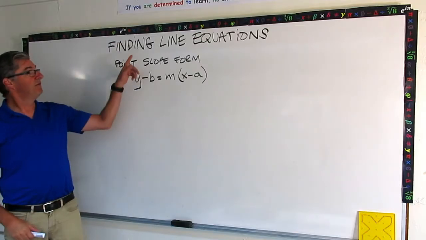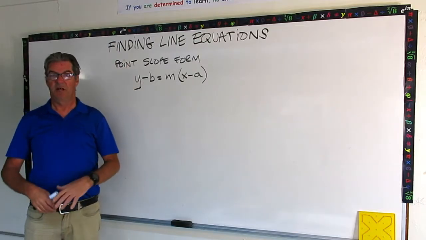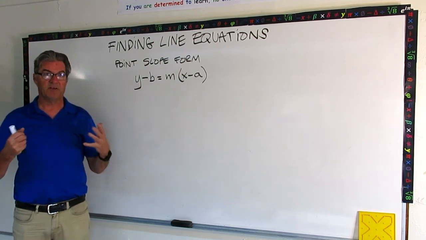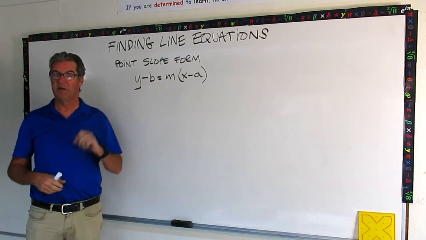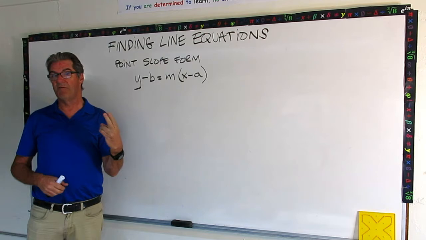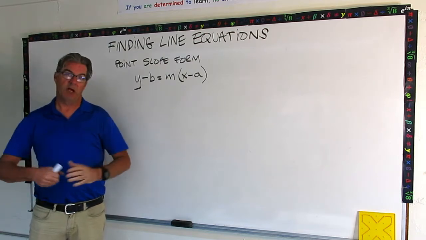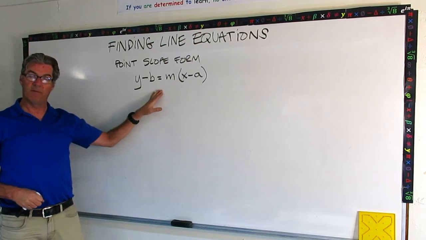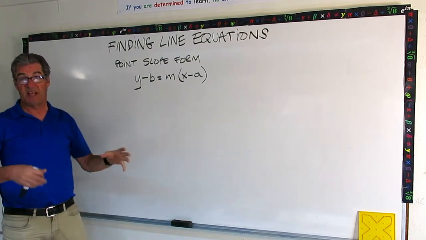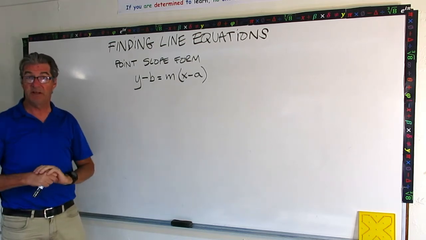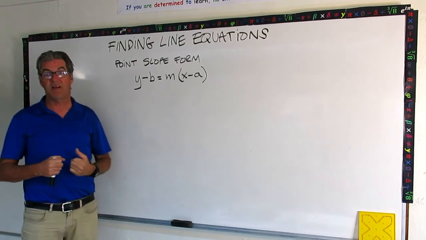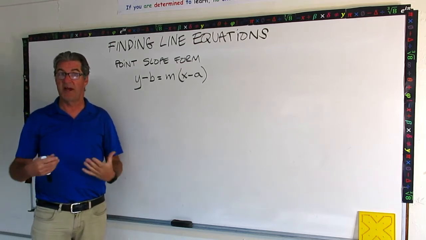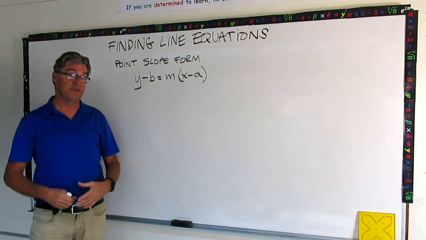Today's topic, finding line equations. And you know from our last lesson, we worked on the 3 forms, slope-intercept, general form, and point slope. Today we're going to do 2 more techniques. We're going to rearrange the point slope form of the equation of a line, and use that to find the other 2 forms real quickly. And then we're also going to do some work directly off of graphs, which is another way that you're going to be asked to find equations of lines.